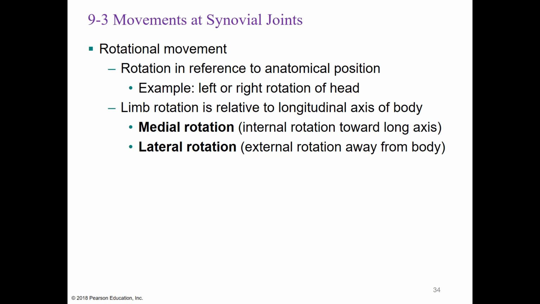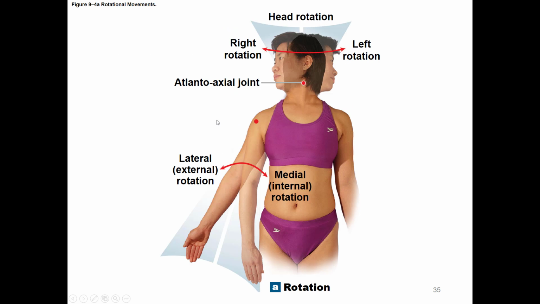Rotational movement is always going to be in reference to anatomical position. So if you're in anatomical position and you look to the left or right, you are rotating your head. Limb rotation is relative to the longitudinal axis of the body, or your midline again. So medial rotation is an internal rotation toward the long axis. Lateral rotation is external rotation away from the body. So let's take a look at what that actually means. In this picture, looking from left to right is head rotation.